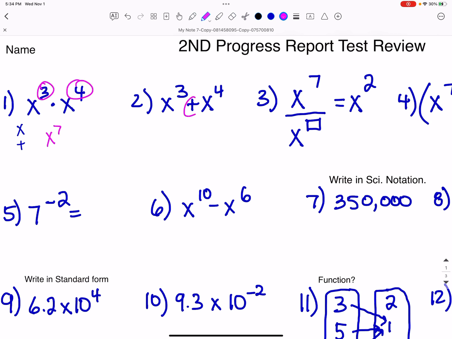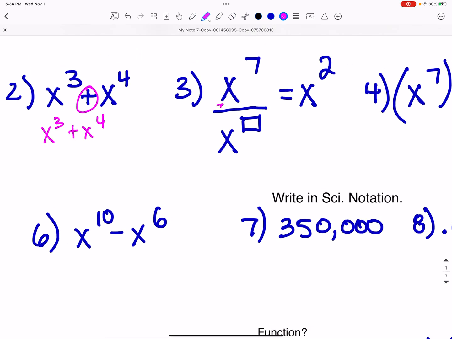One level less than addition is nothing. There's nothing we can do here. X to the third plus x to the fourth. One level less than division is subtraction. So 7 minus something is 2. 7 minus 5 is 2.